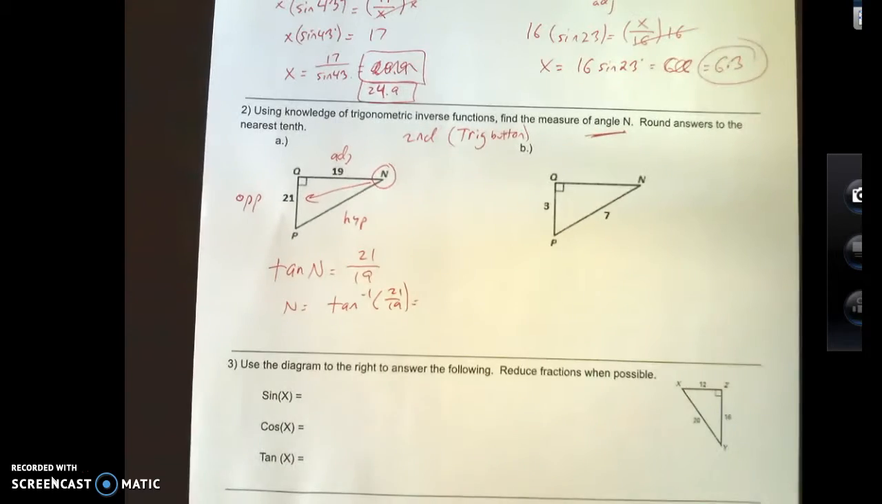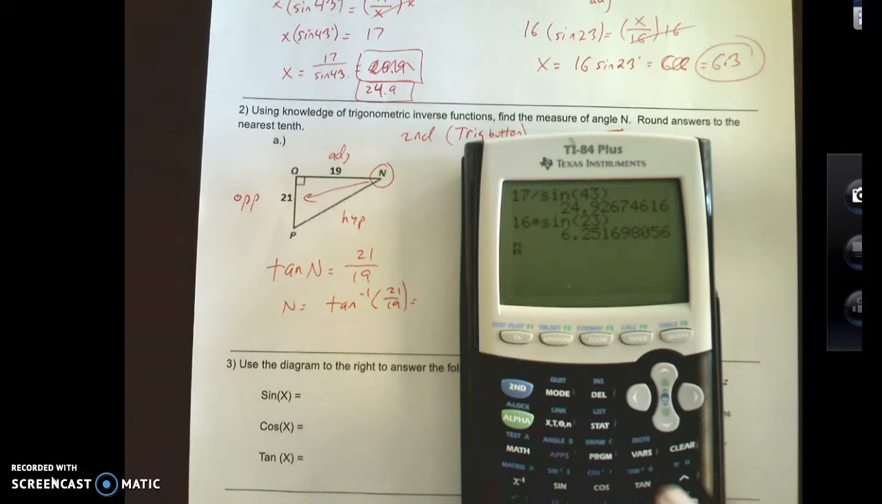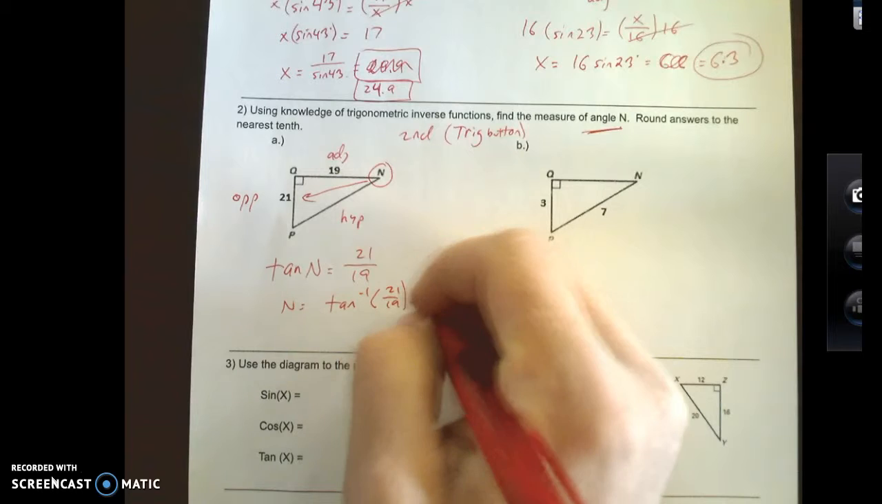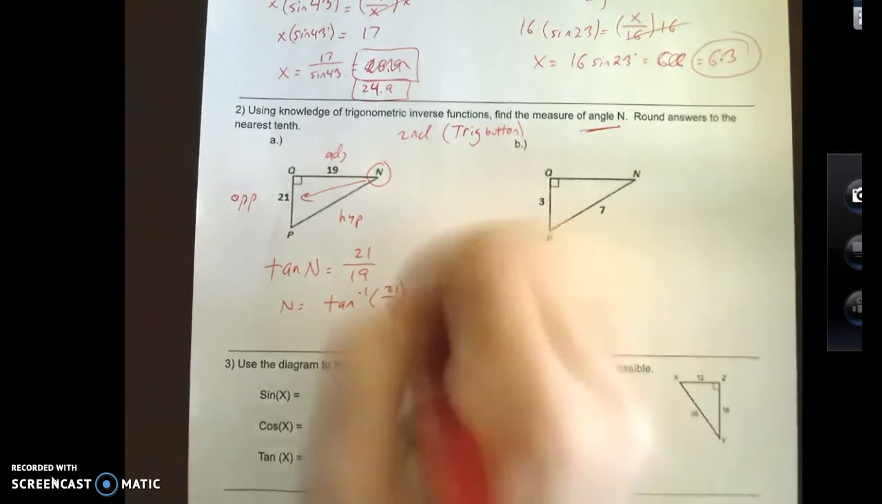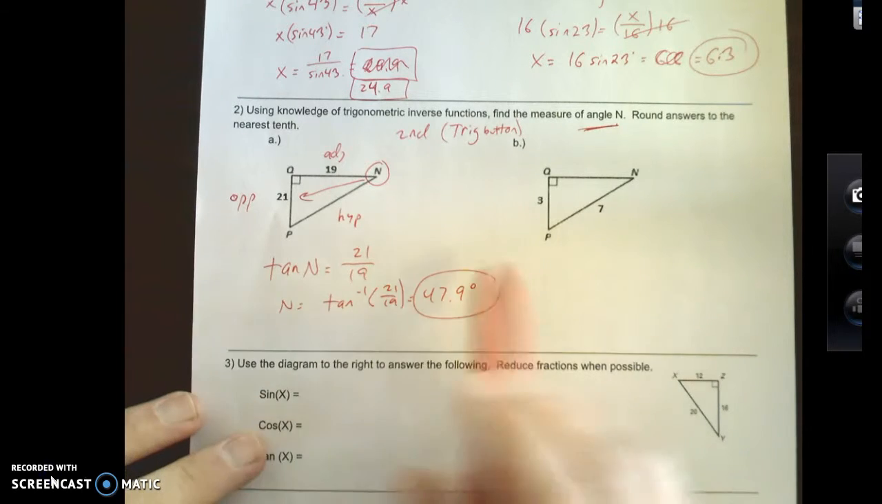Well, what the heck is that? Well, I take this and I hit second tangent, 21 over 19, 47.9. Make sure you put degrees there. It's very important. Okay, awesome. So, very good. Again, degrees, we're good.